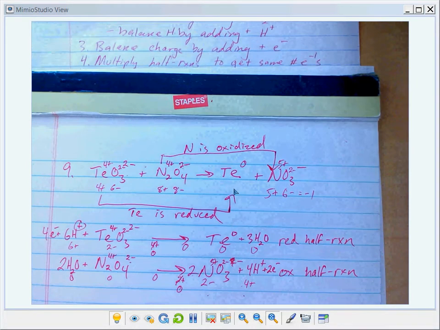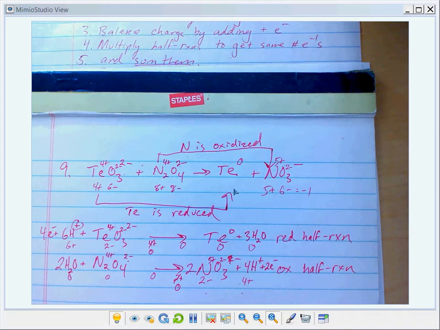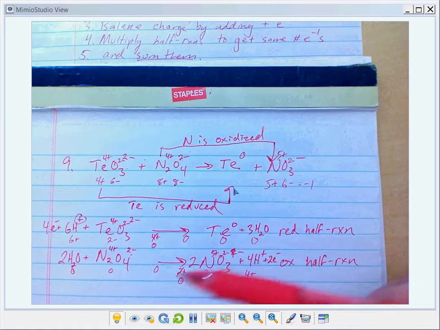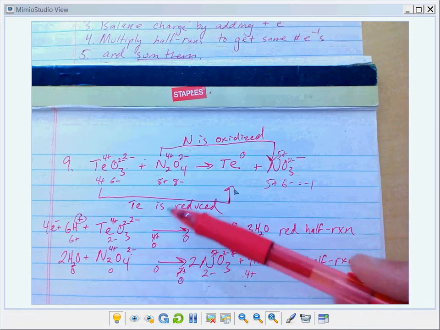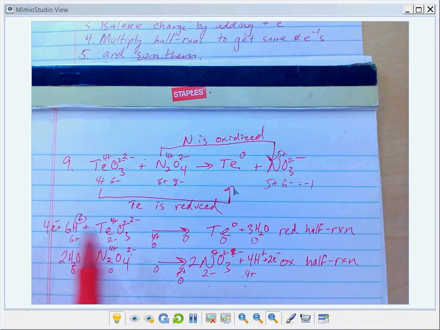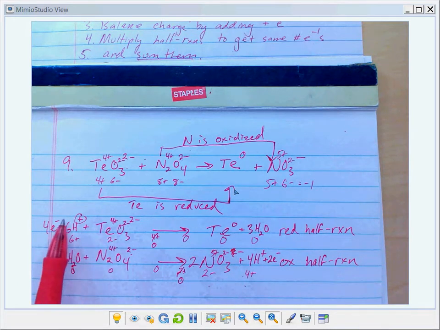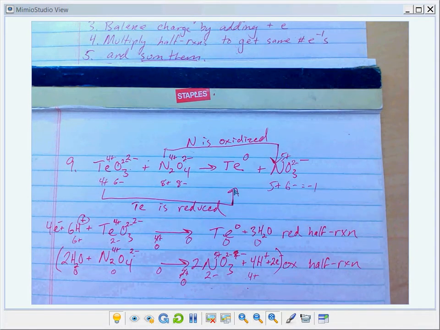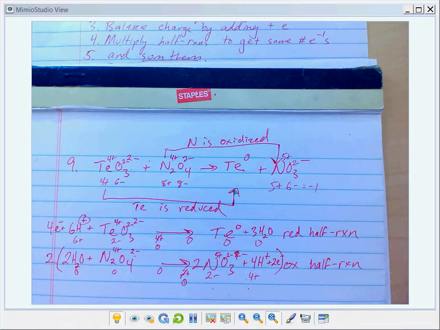Okay, we're going to get to step 4 here. In the end, we're going to add these 2 reactions back together. And if you notice, there's 4 electrons here, and there's only 2 electrons here. And when we add these 2 reactions up at the end, that's going to be a problem because you can't have leftover electrons. So we're going to need this reaction to also have 4 electrons. And the way we're going to do that is we're going to take the entire reaction and multiply it by 2. That'll ensure there's 4 electrons here.